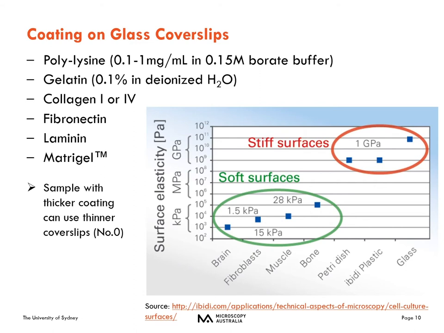However, a lot of cells might not like the glass coverslip because it is too stiff for them to grip on. They prefer a softer surface to grow on. So we can also coat those glass coverslips with different coatings. Usually people will use polylysine at 0.1 to 1 milligram per mL, or gelatin, collagens, fibronectin, laminin, or Matrigel.